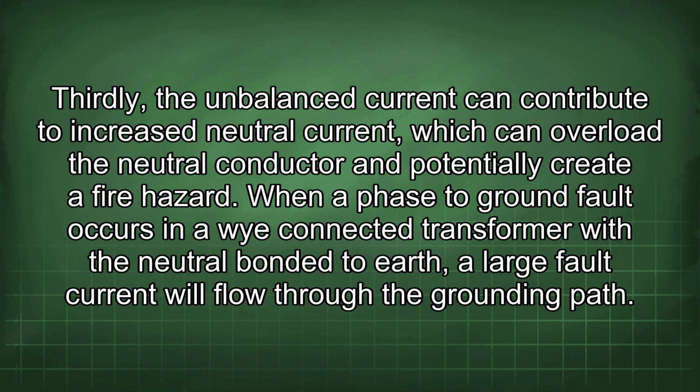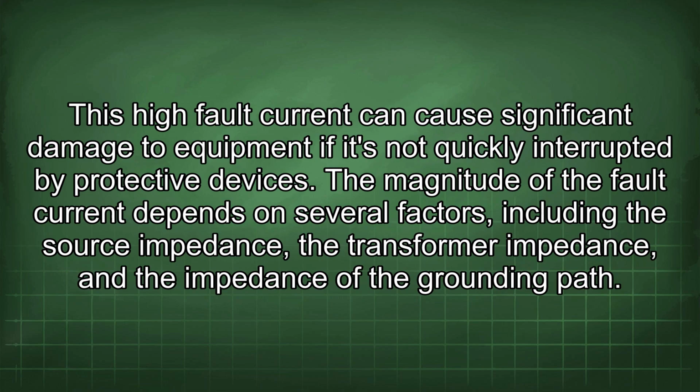When a phase-to-ground fault occurs in a Y-connected transformer with the neutral bonded to earth, a large fault current will flow through the grounding path. This high fault current can cause significant damage to equipment if it's not quickly interrupted by protective devices. The magnitude of the fault current depends on several factors, including the source impedance, the transformer impedance, and the impedance of the grounding path.